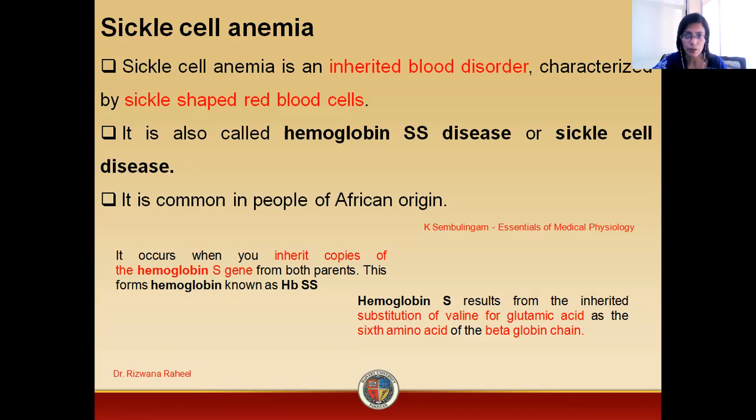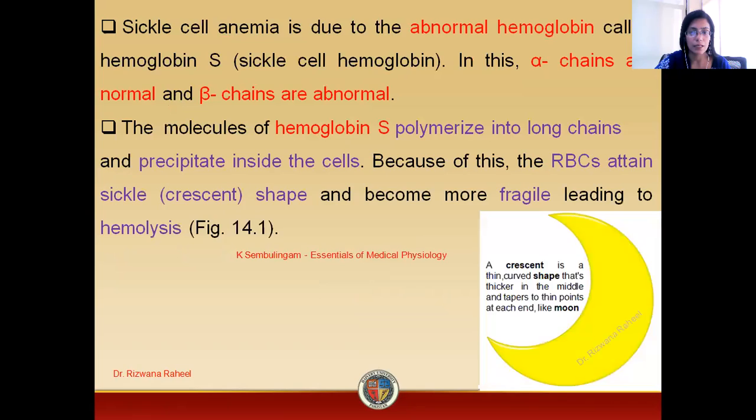We know that hemoglobin contains two alpha globin chains and two beta globin chains. While in case of sickle cell anemia, because of the defective hemoglobin S gene, there will be a defect in the amino acid sequence. There will be substitution of valine for glutamic acid. This will particularly happen at position number 6 of the beta globin chain. So, this was the basic scientific reason behind sickle cell anemia.